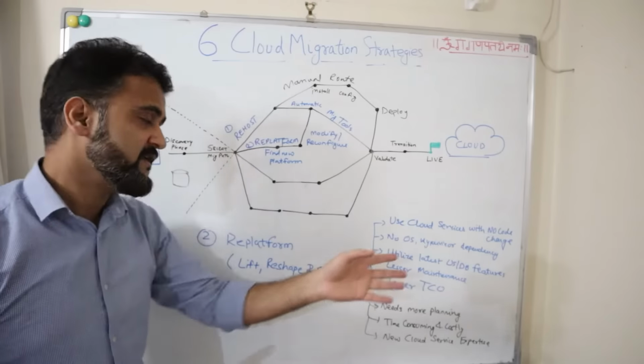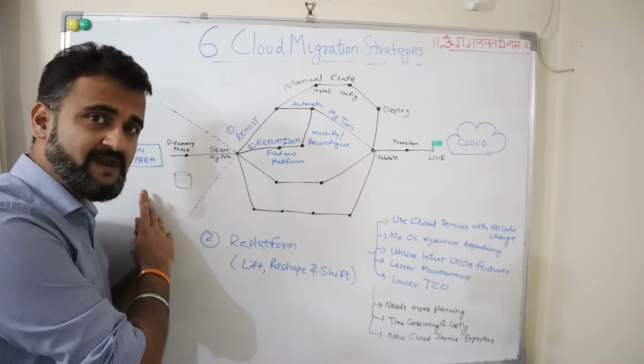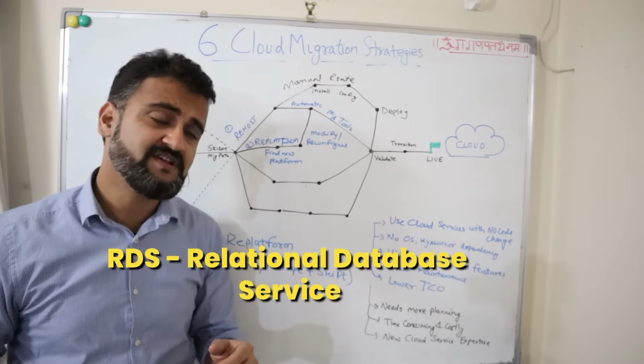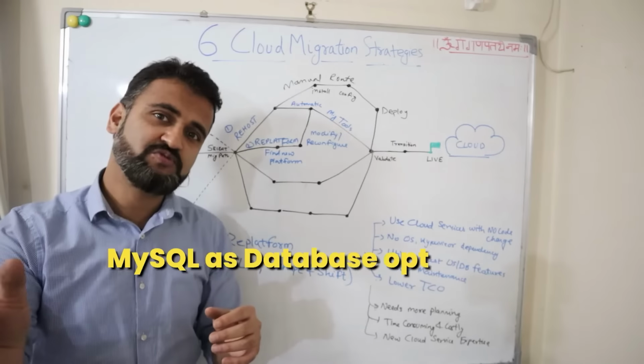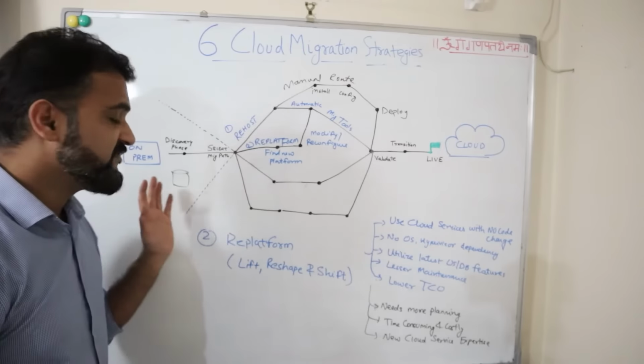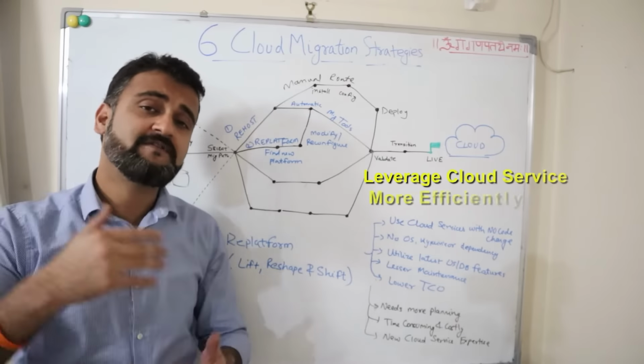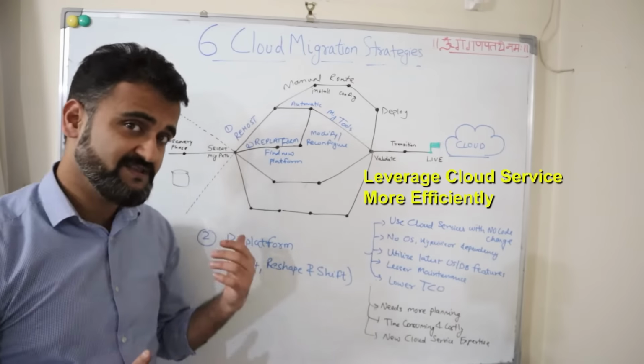For example, if we have a MySQL database server here, we can use, for example, AWS RDS, a relational DB service, and we can choose MySQL as a DB option there, and we can reconfigure it. What advantage you get from this? Then you could leverage cloud services more efficiently with this.